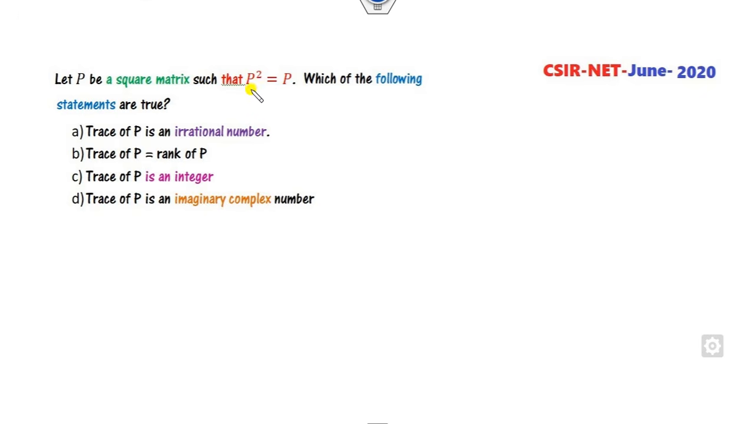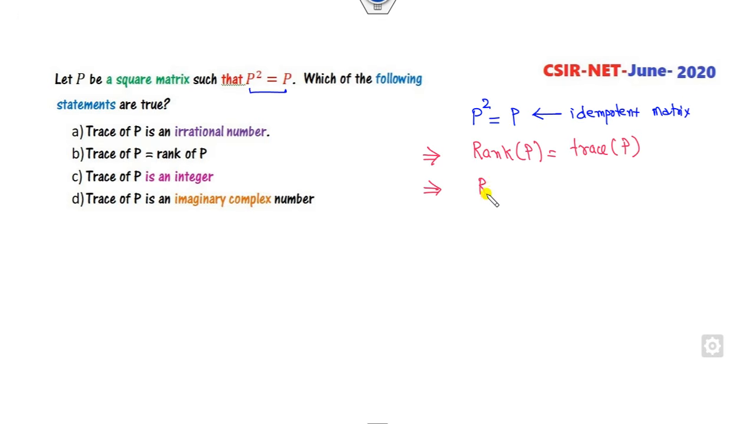Okay, what is that? P square is equal to P. Do you remember what that is? This is an idempotent matrix. Fine. Now what is the tip for you? Once this is an idempotent matrix, then the rank of P is always equal to the trace of P. Also the rank of I minus P is the same as the trace of I minus P. Fine. These are simple tips for you.